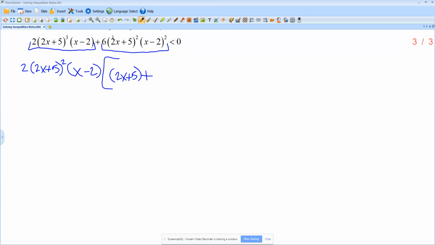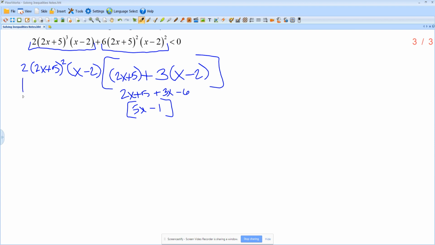And now I look at the second term. I took 2 out of 6, which leaves me with 3. I took both of my 2x plus 5s, so they're gone. And I only took 1 of my x minus 2's, so 1 of them is left. This is all one term. It was being multiplied before, so it's still being multiplied. I'm just going to simplify what I have in here. This is 2x plus 5 plus 3x minus 6, which gives me 5x minus 1.